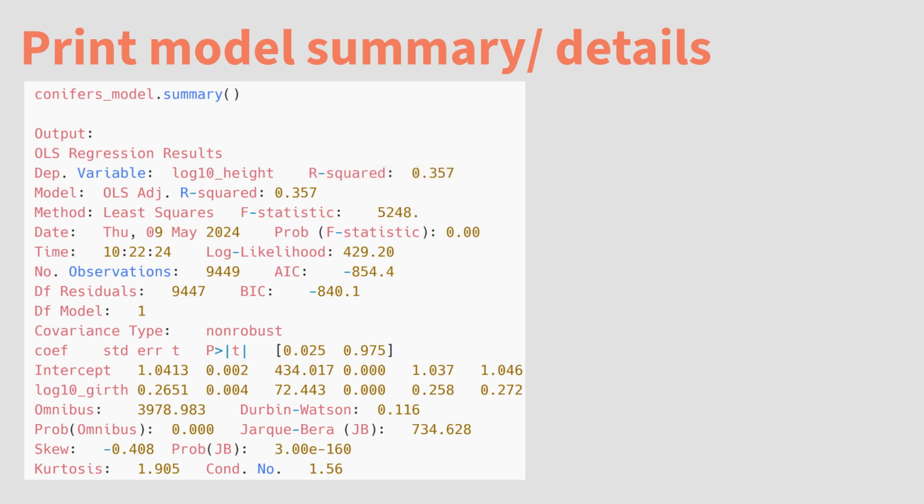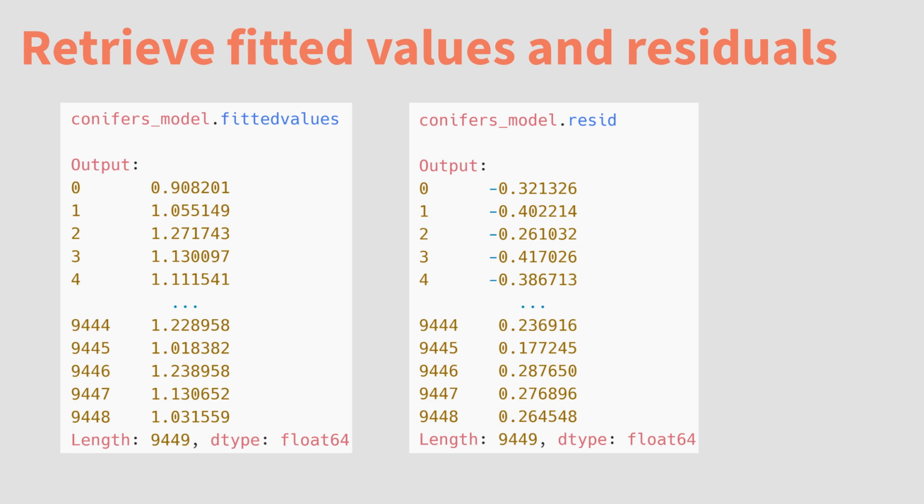We also see the coefficients, intercept, and slope along with their p-values which refer to statistical significance. We can also extract the fitted and the residual values using the .fittedvalues and .resid attributes for our model object.